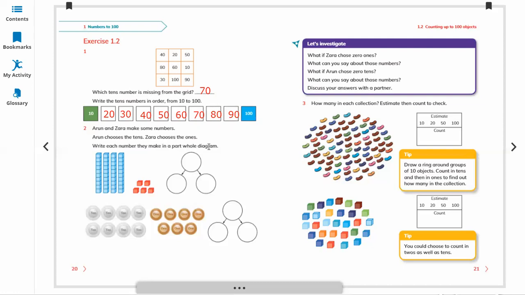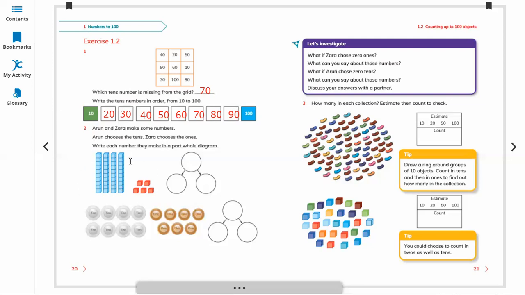Okay, Arun is counting in tens and Zara is counting in ones. So let's count how many and how Arun is counting. Arun is going to count the numbers that are in tens: 1, 2, 3, 4, 5, 6, 7, 8, 9, 10. So here we have tens and here we have ones. So 10, 20, 30, 40.